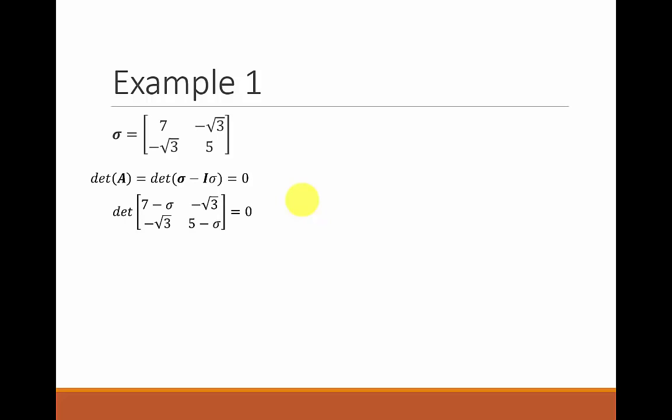So I'm just going to subtract sigma off the diagonal terms. And then the determinant we find by multiplying these two terms together and then subtracting these two terms multiplied. So let's see what that looks like. These two terms, I've got 7 minus sigma times 5 minus sigma. I should get 35 minus 12 sigma plus sigma squared. Then minus negative square root of 3 times negative square root of 3 is positive 3. And then minus that is minus 3. So there's the determinant worked out.